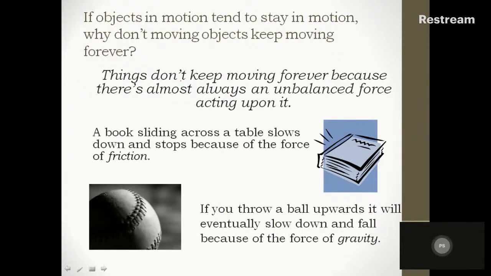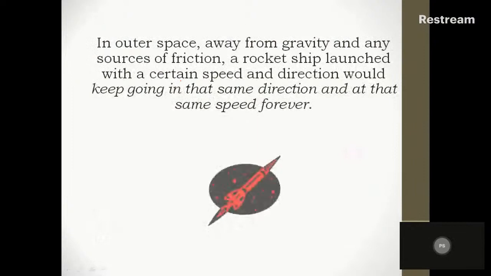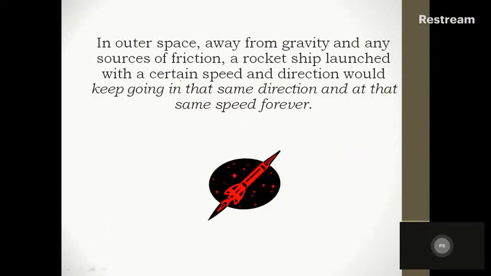If you throw a ball upwards, it will eventually slow down and fall because of the force of gravity. Now, if you throw the ball up, it should keep going up, but it is coming down because of gravity. Gravity here is an unbalanced force. So I hope you are understanding. In outer space, away from gravity and any sources of friction, a rocket ship launched with a certain speed and direction would keep going in the same direction and at the same speed forever. Here there's no force, nothing is acting on it.